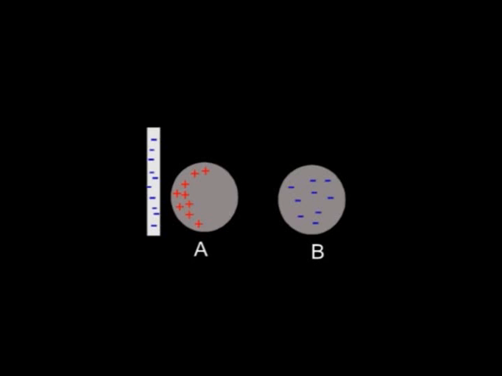Negative charges in B redistribute, but the positive charges still remain in one end due to the influence of the charged rod. However, upon withdrawal, the charge redistributes. So we have two oppositely charged metal spheres.